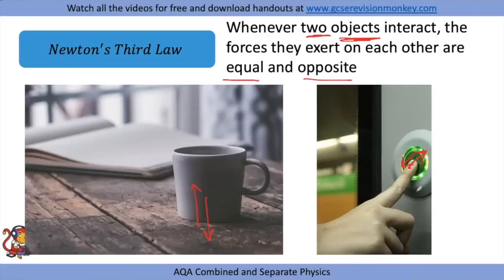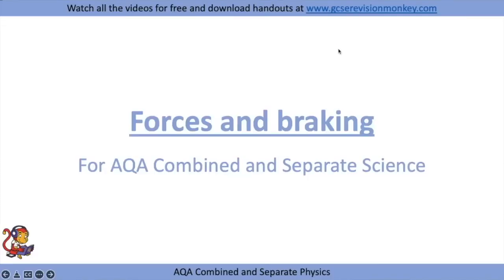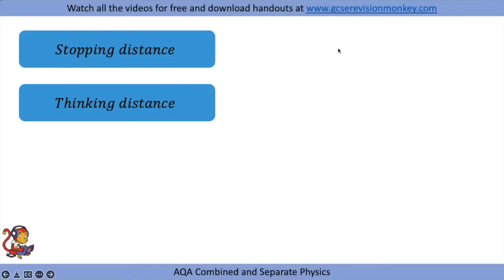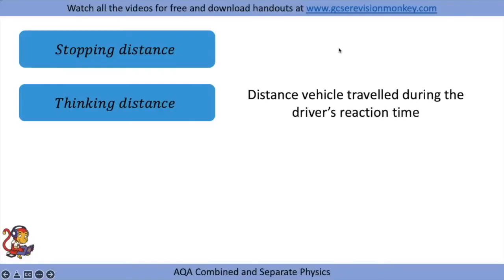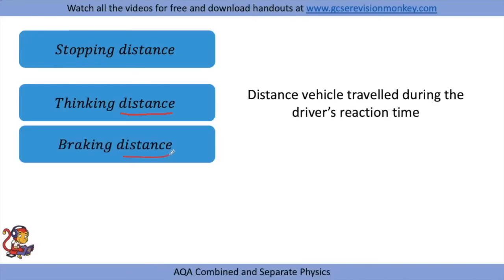Forces and braking. Let's first of all look at stopping distance, which is made up of thinking distance, which is the distance the vehicle travelled during the driver's reaction time. So this could be a definition that you're asked to write. Don't forget it's got the word distance there. So thinking distance is not to do with time, but it's the distance travelled during the driver's reaction time. And braking distance is the distance the vehicle travelled under the braking force.